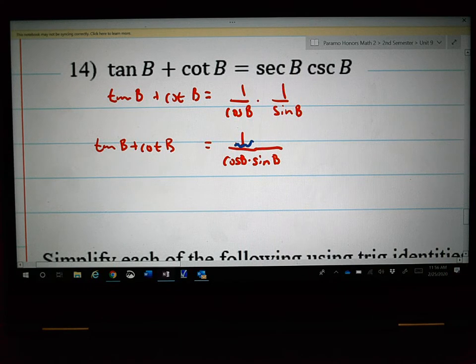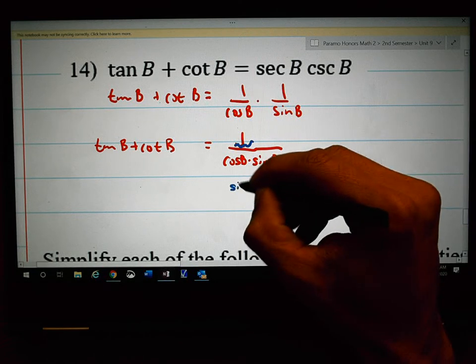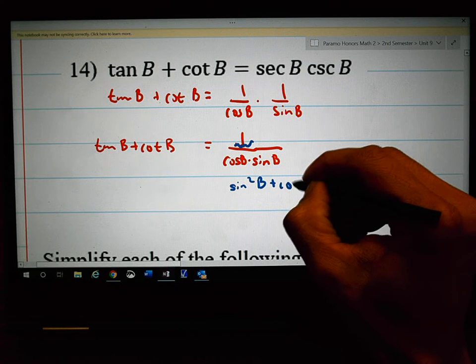I know what 1 is the same thing as, something that's being added. It's the same thing as Pythagorean identity number 1. And some of you will not think to use it, but when you get stuck, look for an identity. 1 is the same thing as, what's the first Pythagorean identity? How about sine squared plus cosine squared?